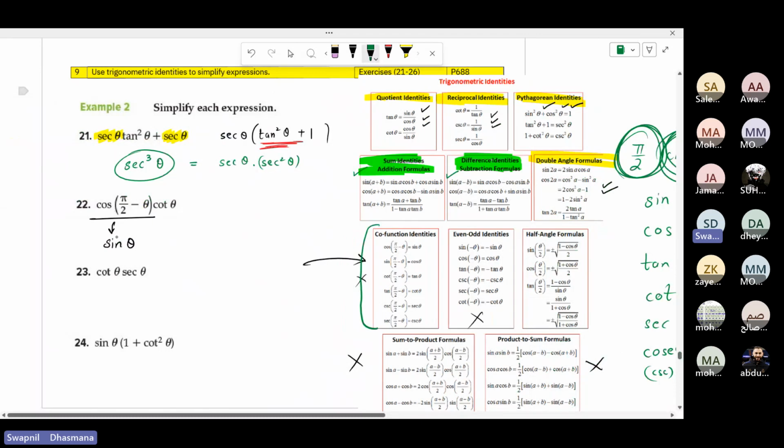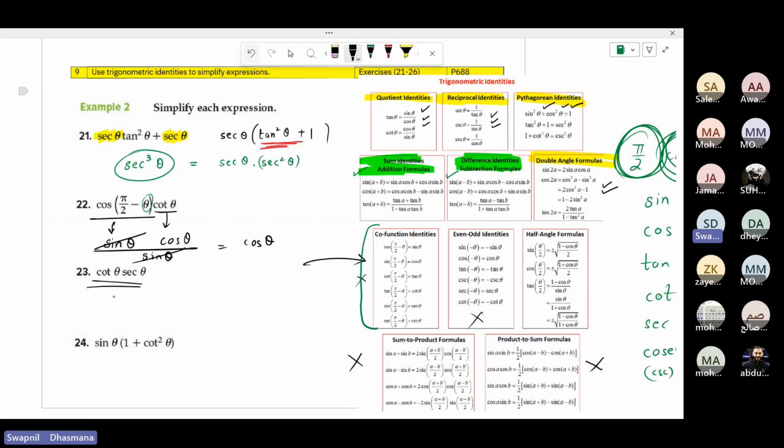If you have cosine, change it to sine and the same angle. Then you write cot theta. Cot theta, where do you have cot? I told you one for us is sine and cosine. Now if you see this rule, cosine divided by sine is equal to cot. So I will use this rule. I will change cot to cosine theta divided by sine theta. That will cancel. Answer.